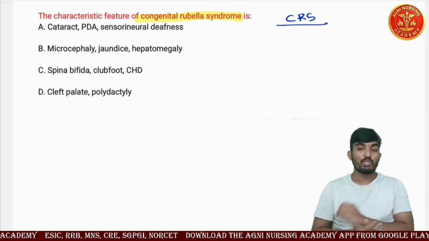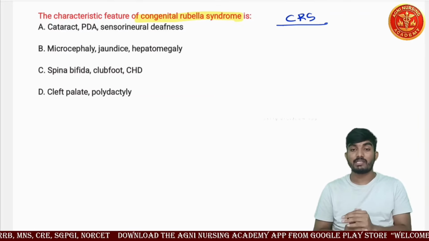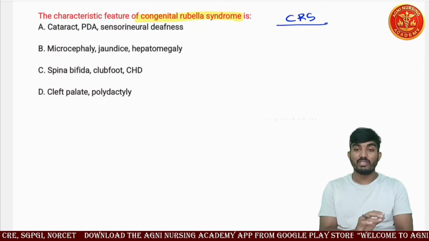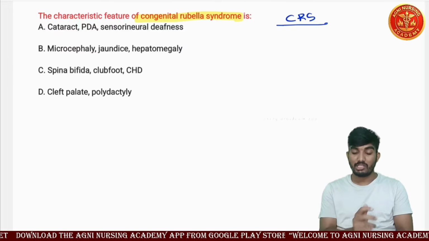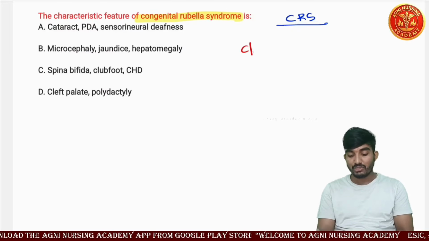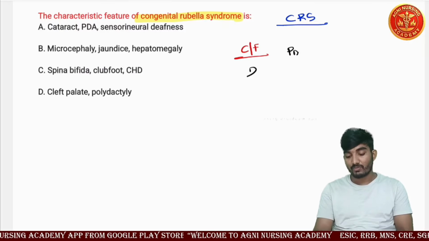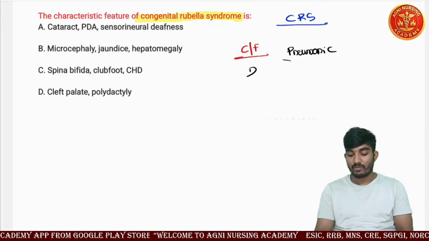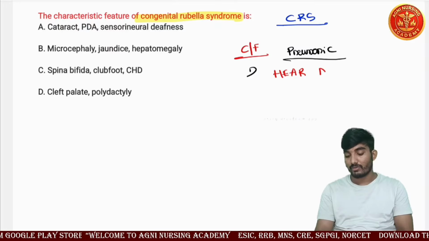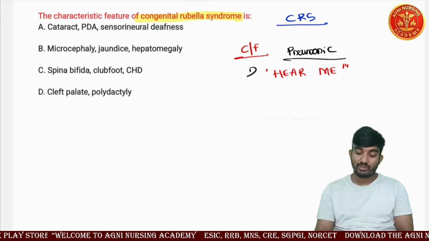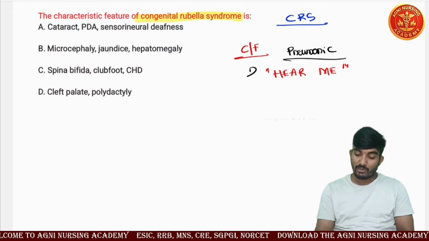Congenital rubella syndrome means the infection present in the mother crosses the placenta, and if it affects the fetus during organogenesis, that is called congenital rubella syndrome. For the clinical features of congenital rubella syndrome, I will give a mnemonic: HEAR ME. This is the mnemonic for the clinical features. First, we will see them one by one.